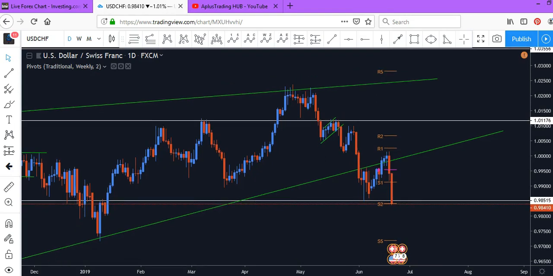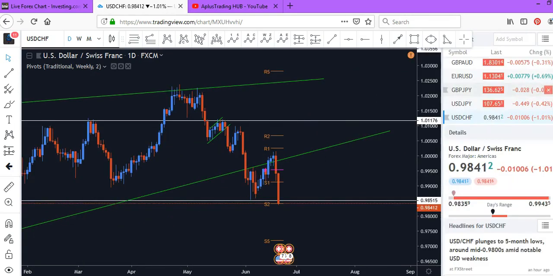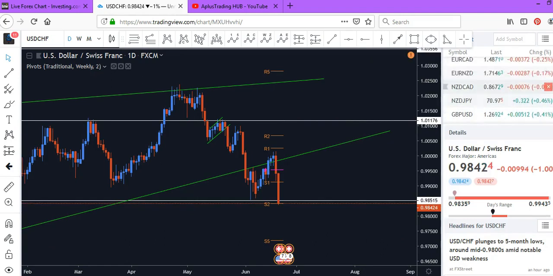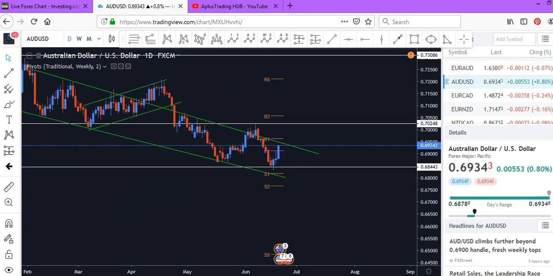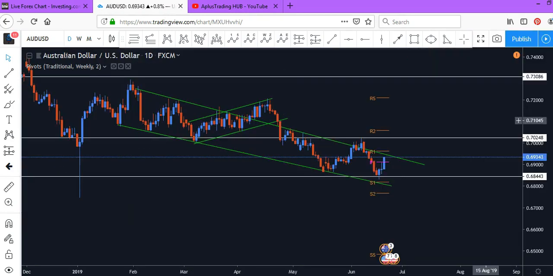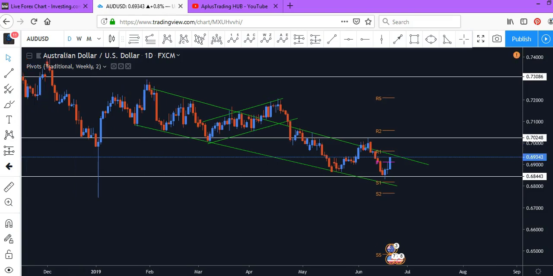So let's look at what we have for this month. First, we start with the Aussie dollar, AUD/USD. I'm bullish on this pair right away. I don't know what you are thinking, but for me, I'm bullish.